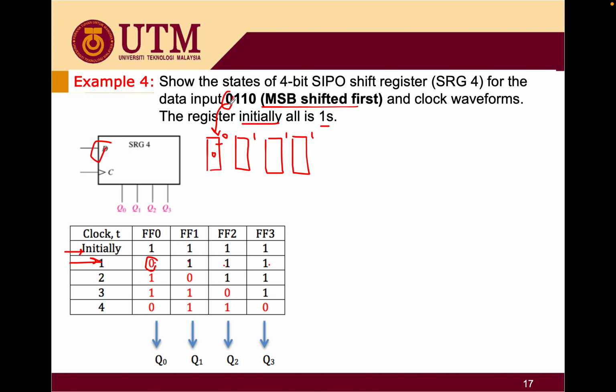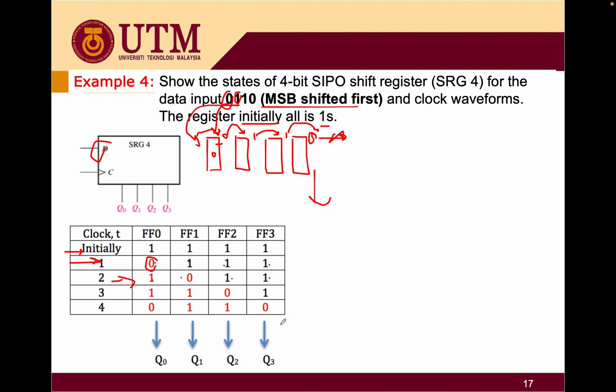Second clock, number 2. This will be shifted to here. This will be shifted to here. This will be shifted to here. And this one will be moved up. Oh, sorry, this will be moved up here. So at the second clock, this input is going to be fit in here. So here will be 1 now. That's why you can see clock number 2, you have 1, 0, 1, 1.